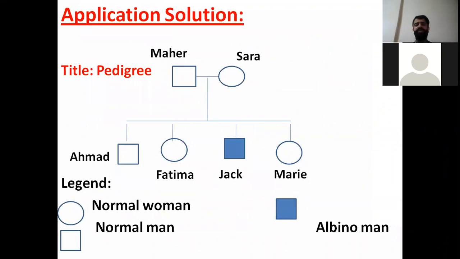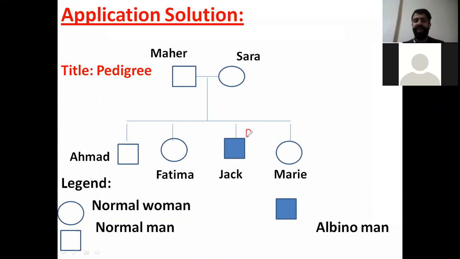So here we have this pedigree. This pedigree is showing the family members. Maher and Sarah are normal. They gave birth to an affected individual, Jack, and to normal individuals, Fatima, Ahmad, and Marie. So here you have to know that we have different genotypes in this pedigree. First of all, Maher and Sarah are normal, but they gave birth to Jack, who is an affected individual. It's an albino. So the allele of the disease was masked in the parents. It's recessive with respect to the normal dominant allele.